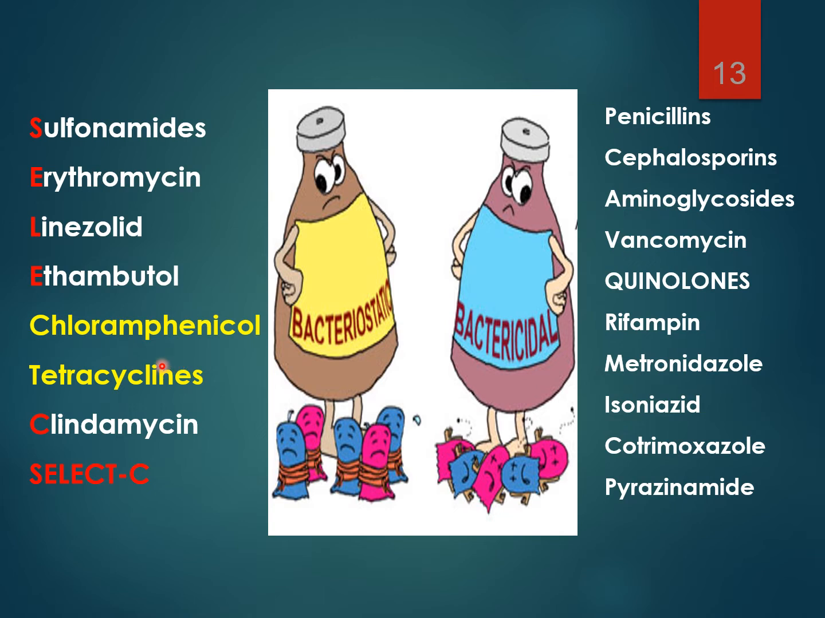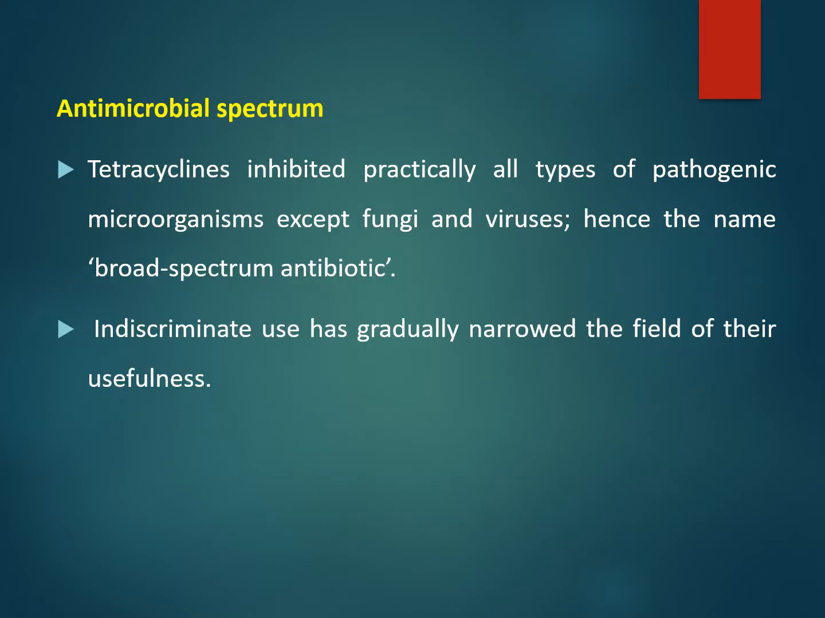bacteriostatic drugs. Here again there is a mnemonic called SELECT C. S for sulfonamide, E for erythromycin, linezolid, ethambutol, chloramphenicol, tetracycline and clindamycin. These are all bacteriostatic drugs. And all others, as you know, are bactericidal: penicillin, cephalosporin, quinolones, metronidazole, rifampicin and multiple drugs. Right? So coming to the antimicrobial spectrum.